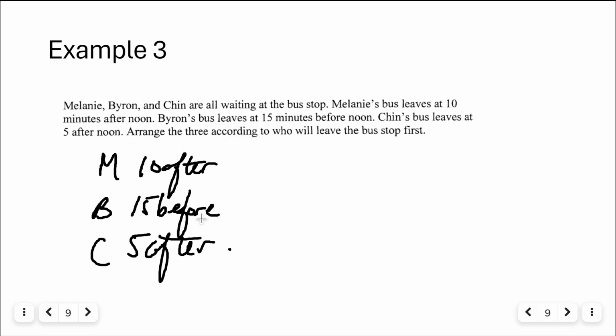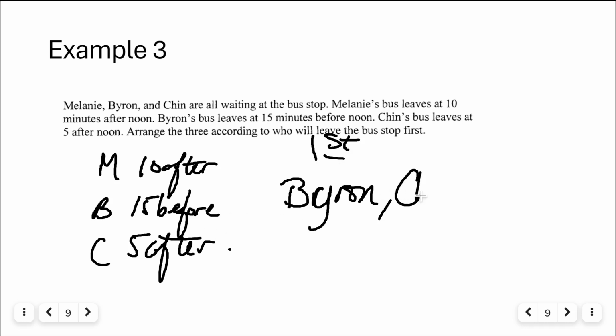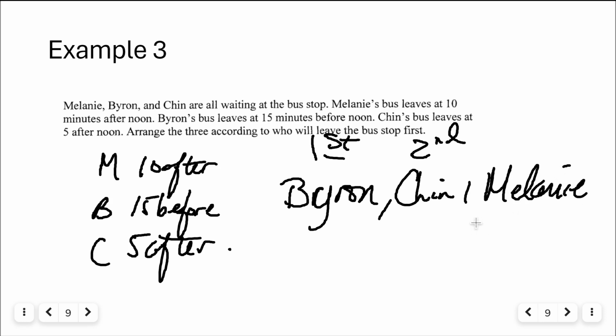Well, if Byron leaves at 15 minutes before the hour, then Byron is going to leave first. Then Chin will leave 5 minutes after 12, so he's second. And then Melody leaves third, right? So 15 minutes before noon would mean they leave at 11:45. Chin would leave at 12:05, 5 minutes after 12. And then Melody would leave at 12:10. So again, using your clock, make sure you understand how to do clock arithmetic.